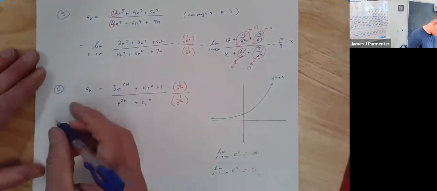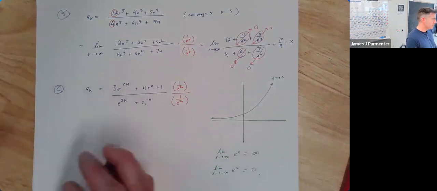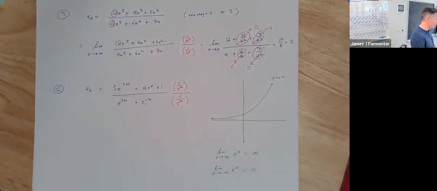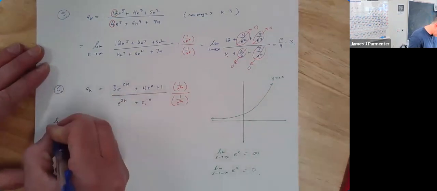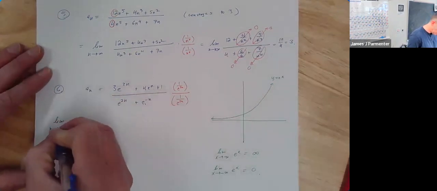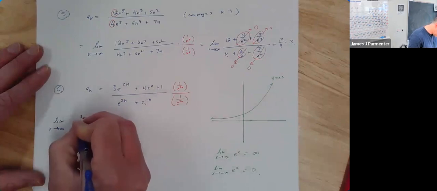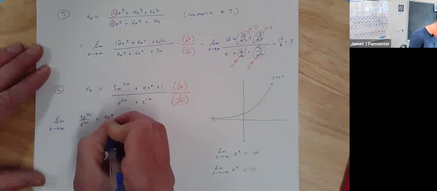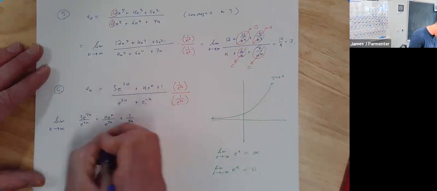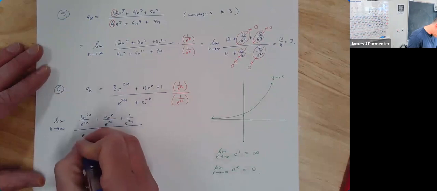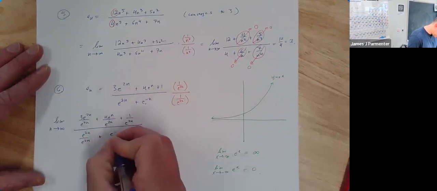So writing this out, I should have written the limit though. Right, make sure you write the limit every step. So I'm going to write the limit as n goes to infinity of (3e^(2n)/e^(2n) + 4e^n/e^(2n) + 1/e^(2n)) all over (e^(2n)/e^(2n) + e^(-n)/e^(2n)).